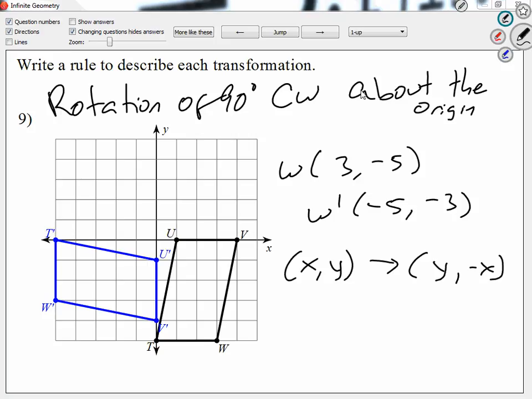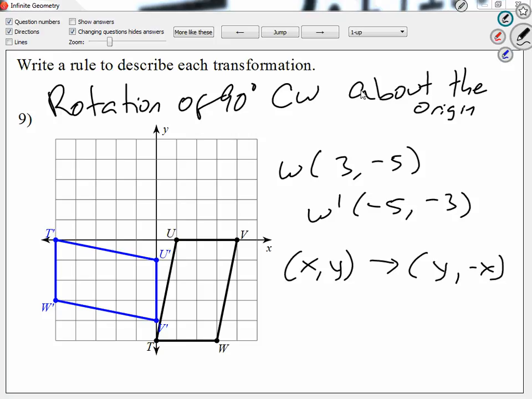If you could see the picture, if you could see what happened, you could follow it and you could tell it got rotated 90 degrees without following the coordinates, then go for it. Or just write rotation 90 degrees clockwise above the origin. But if you cannot see it, then follow a point to find the rule.